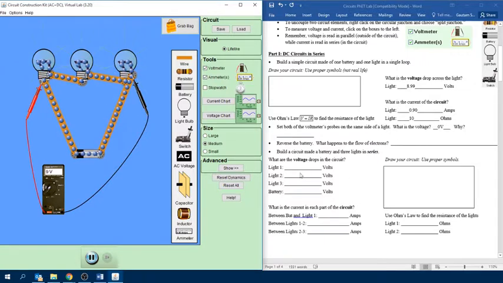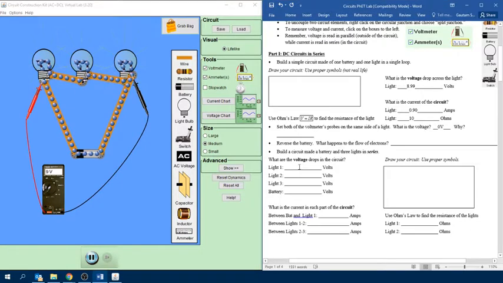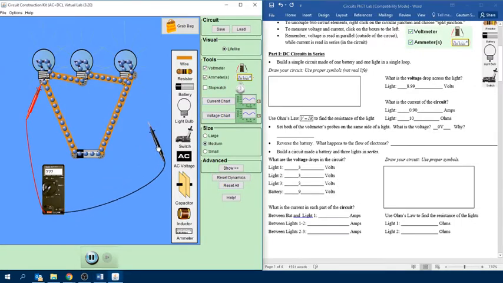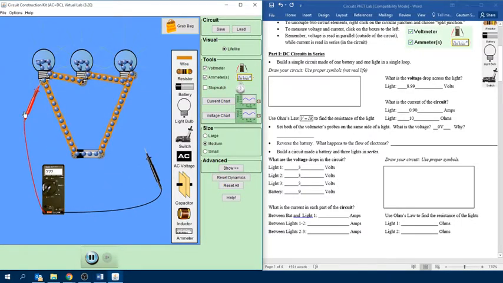So let's take a look. What are the voltage drops for each of the circuits? Let's fill that in. We got 3 volts, 3 volts, 3 volts, 9 volts. Now, at this point we want to know what the currents are as well, because ultimately we want to be able to confirm what we know about the resistances.